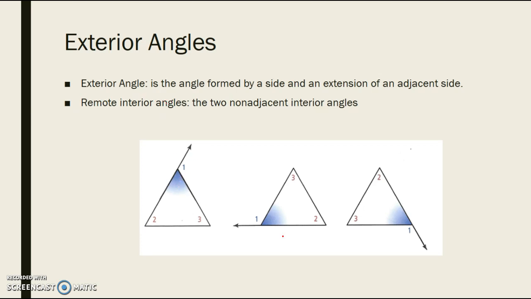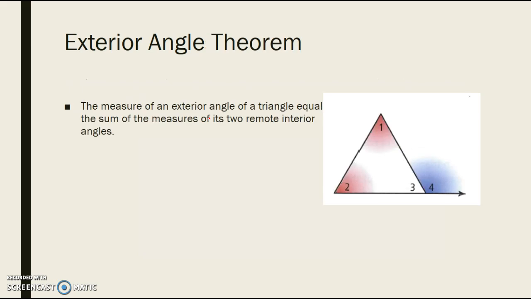So this blue shaded angle would be our adjacent angle. The angles 2 and 3 in each of these would be our remote interior angles. Our exterior angle theorem is the measure of an exterior angle of a triangle equals the sum of the measure of its two remote interior angles. And so let's talk about why that is.